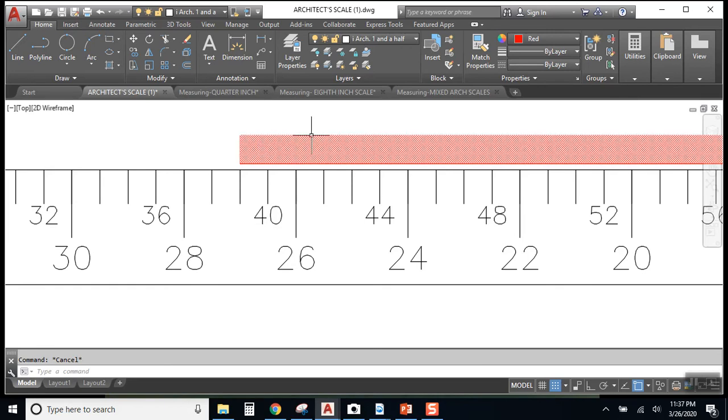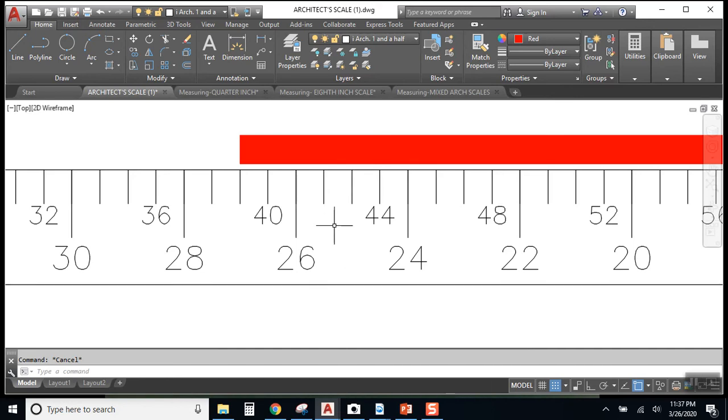Now, not everything is always going to land perfectly on an exact increment of whole feet. So what we need to do is figure out, how do we show when something is a little bit bigger than a foot or just under a foot?